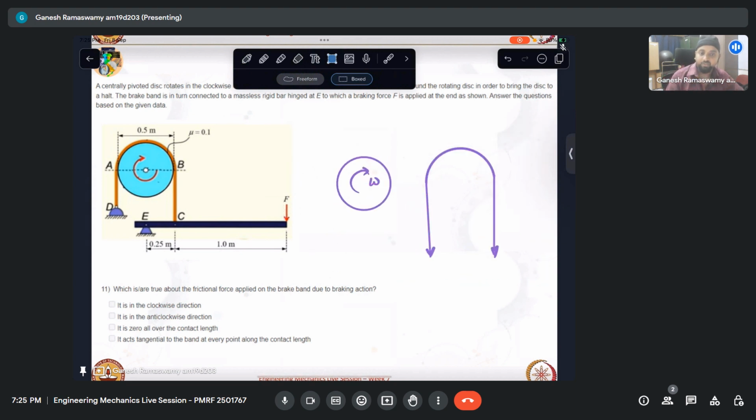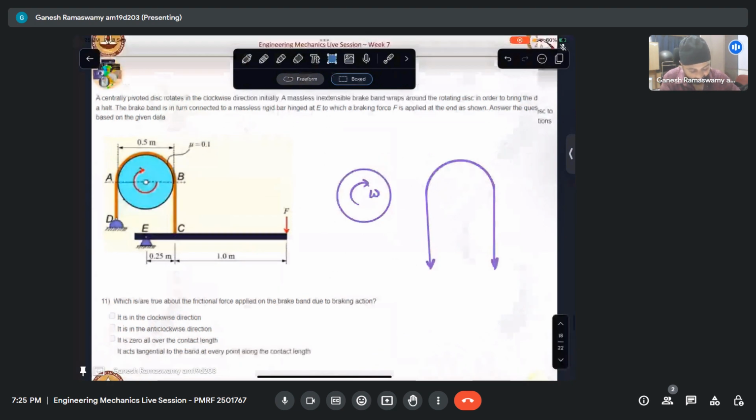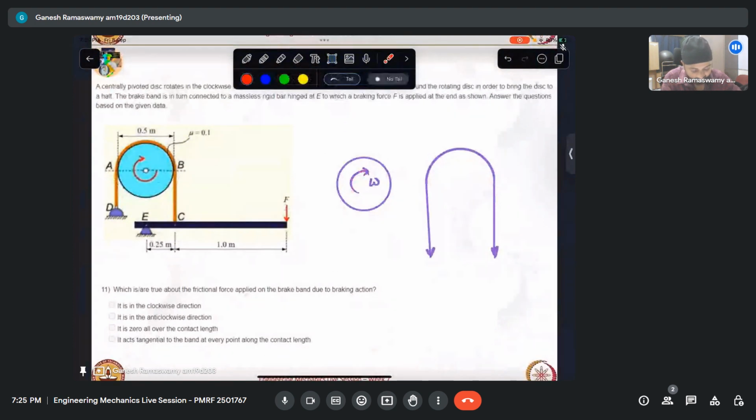Now we have been asked some questions. So let us see what that is. Now we should know that this is a brake band. So if the disk is rotating this way, for it to brake, a force like that has to be applied. Since this is a brake band, that is its purpose, so it applies a force like that. So this is the frictional force that the brake band applies to the disc. From Newton's third law, I can see that this is the force that the disc applies to the brake band.